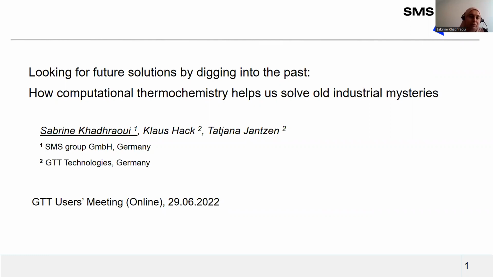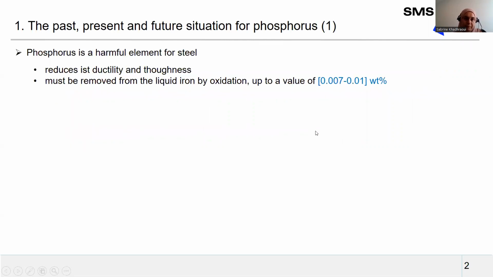My talk today would be about looking for future solutions by digging into the past. And I will explain how computational thermochemistry helps us in this aspect on the example of solving some old industrial mysteries. I will start with explaining the past, present, and future situation for phosphorus for steel makers, because this was the subject of investigation during the cooperation between SMS and GTT.